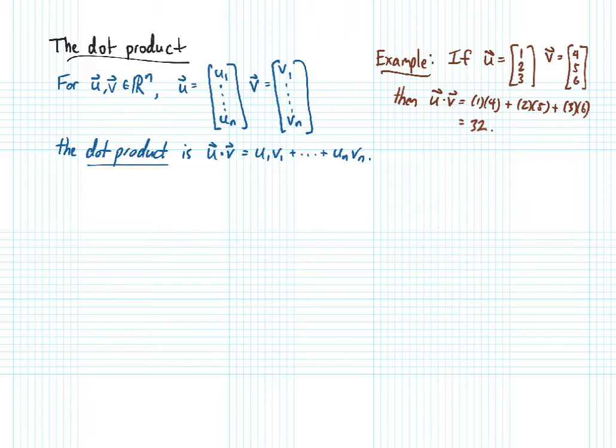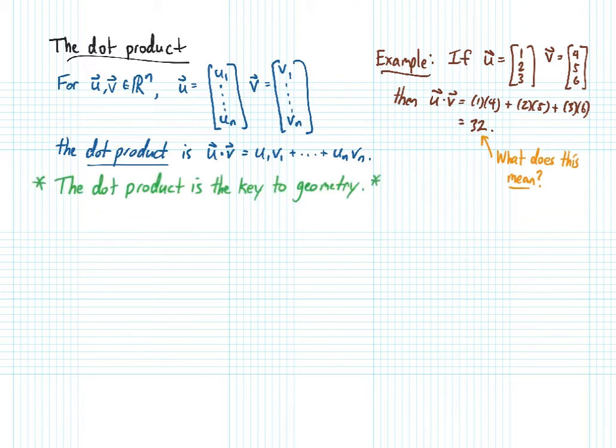Great. But what does it mean? Well, the dot product is really important because the dot product is the key to geometry. So what does that mean? Well, geometry has to do with measures of size, things like length, distance between points, angles, stuff like that. So let's start by talking about length.